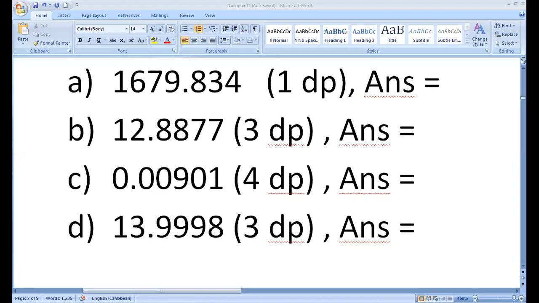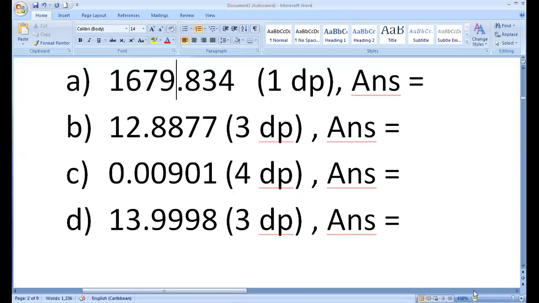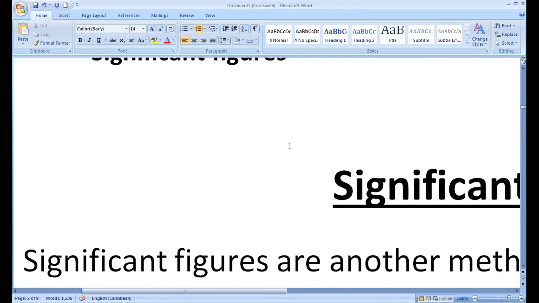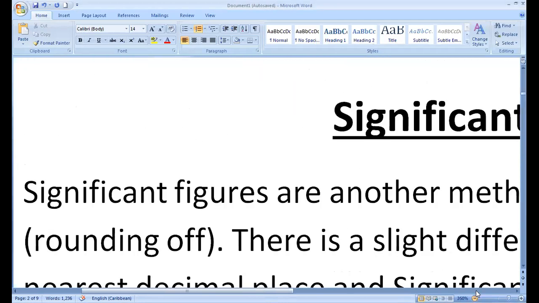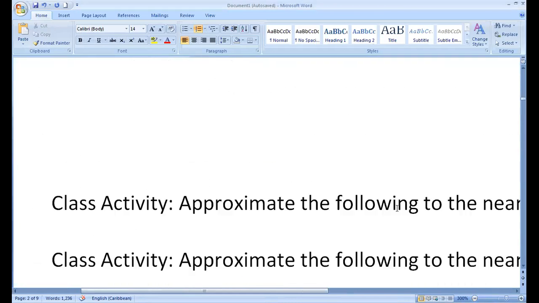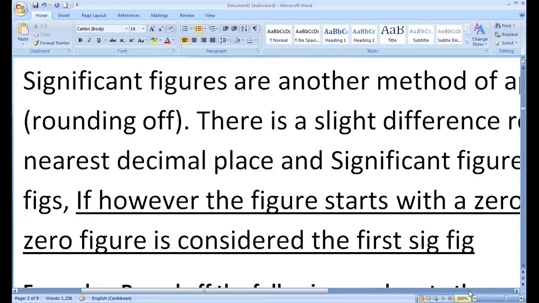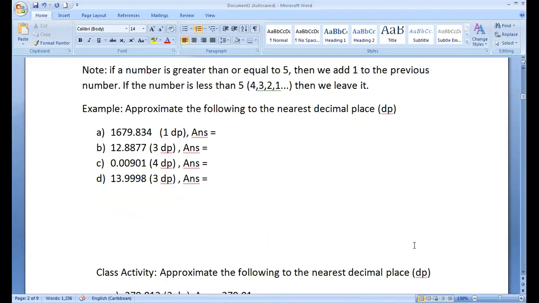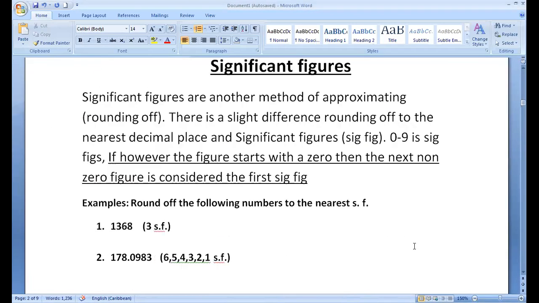Okay. All right. So that was rounding off to the nearest what? Decimal place. All right. But no, we're not dealing with decimal place. What are we dealing with, class? What is it called? Significant figures. That's true. Right. So let us look at what we're talking about, significant figures.